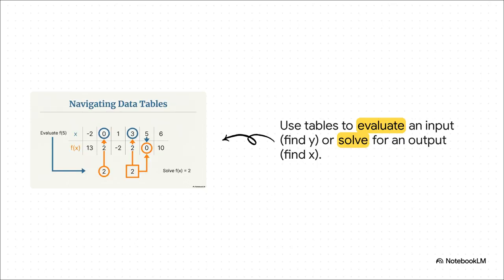This works just the same with a data table. If I ask you to evaluate f of 5, we just find the input 5 in that top row and look down to see its output is 0. Simple. Now, to solve f of x equals 2, we work backward. We find the output 2 in the bottom row and look up to see what inputs get us there. And in this case, it looks like both 0 and 3 give us an output of 2, and that's totally fine for a function, remember? Different inputs can go to the same output.